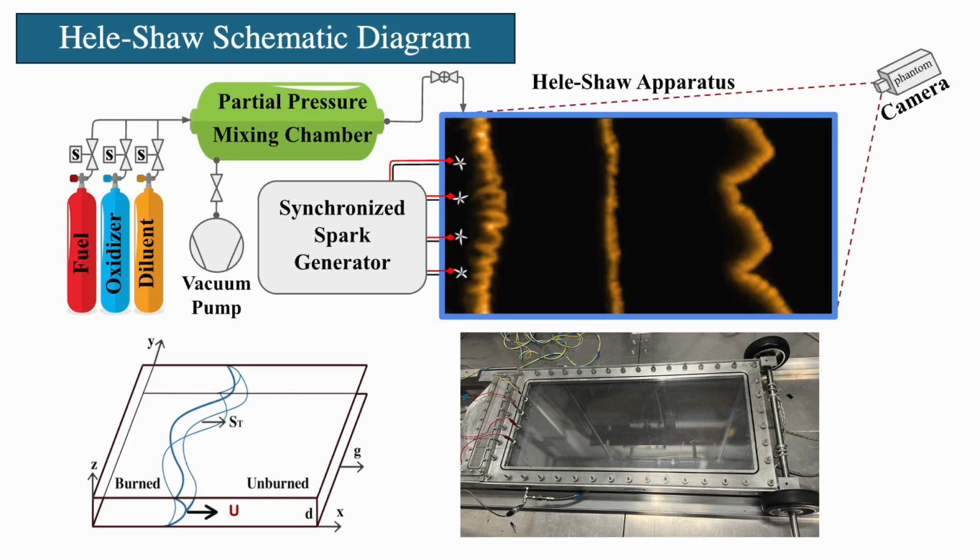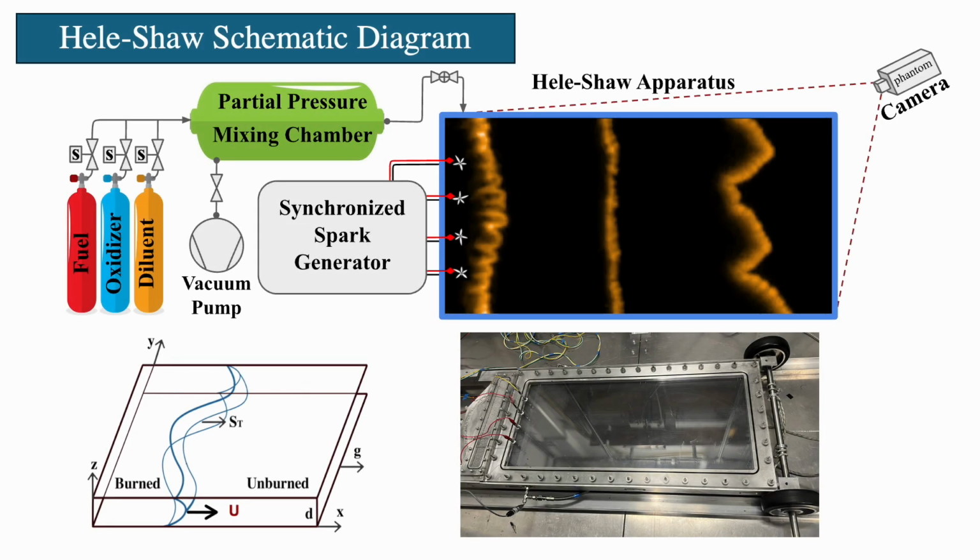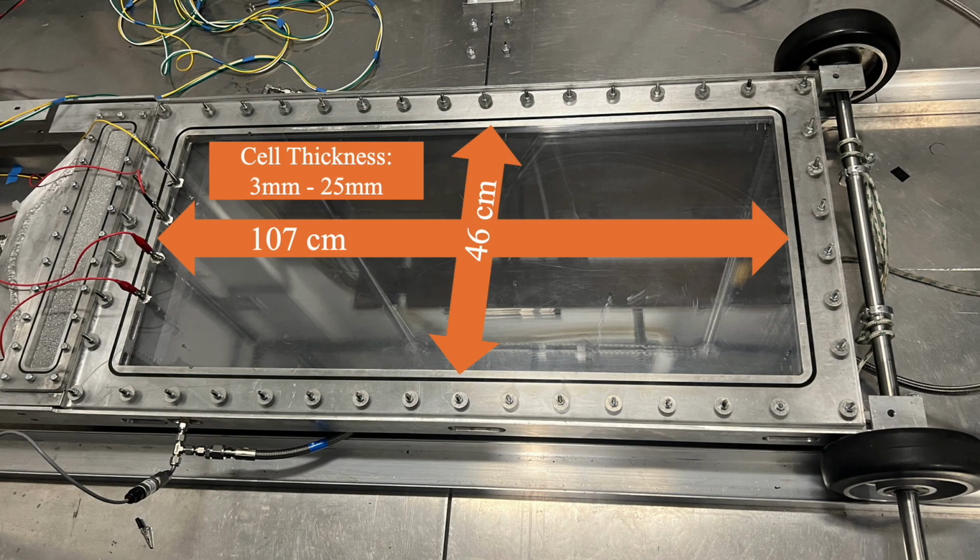The best way to collect experimental data of quasi-2D combustion is using a Hele-Shaw apparatus. A Hele-Shaw apparatus consists of two parallel plates with a small thickness apart. We call that thickness D. Here is our Hele-Shaw that we have in our lab. It's about 1 meter long by 0.5 meter wide, and we have the ability to vary the cell thickness from 3 to 25 millimeters.